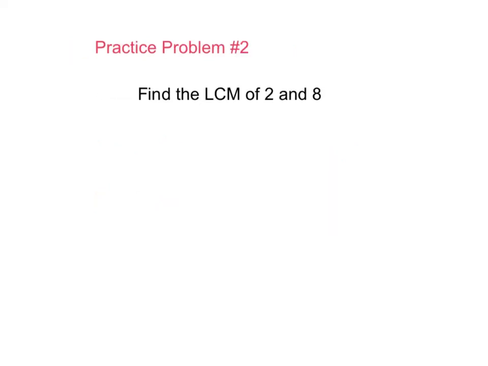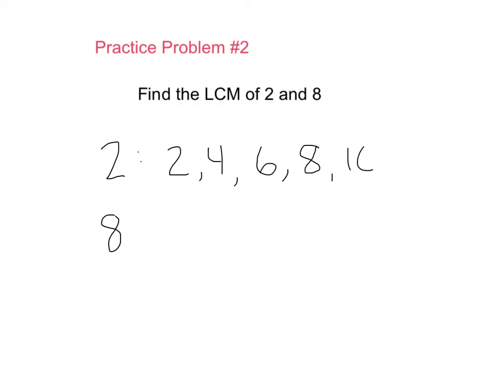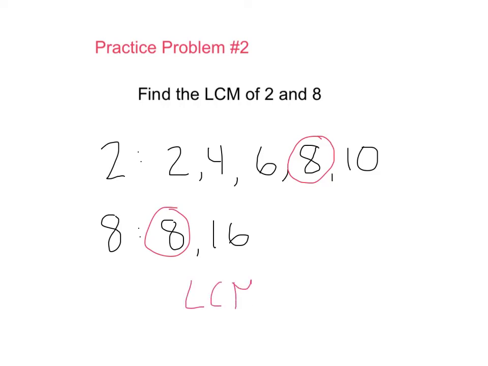Last problem. Find the least common multiple of 2 and 8. Feel free to pause. First, I'm going to find my multiples of 2, and then my multiples of 8. So I'm just going to start skip counting. 2, 4, 6, 8, 10. Next, I'm going to find my multiples of 8: 8, 16, and well, looks like I can already stop because the smallest number they both have in common is actually the number 8. Therefore, your LCM of the numbers 2 and 8 would be 8.